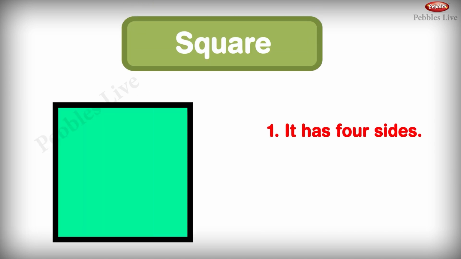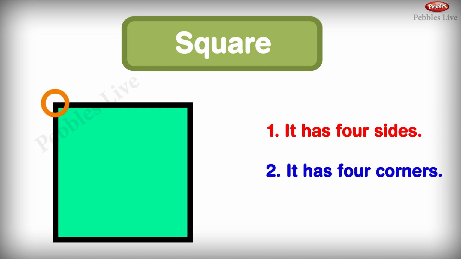Square. It has 4 sides. 1, 2, 3, 4. It has 4 corners. 1, 2, 3, 4. All sides are equal.